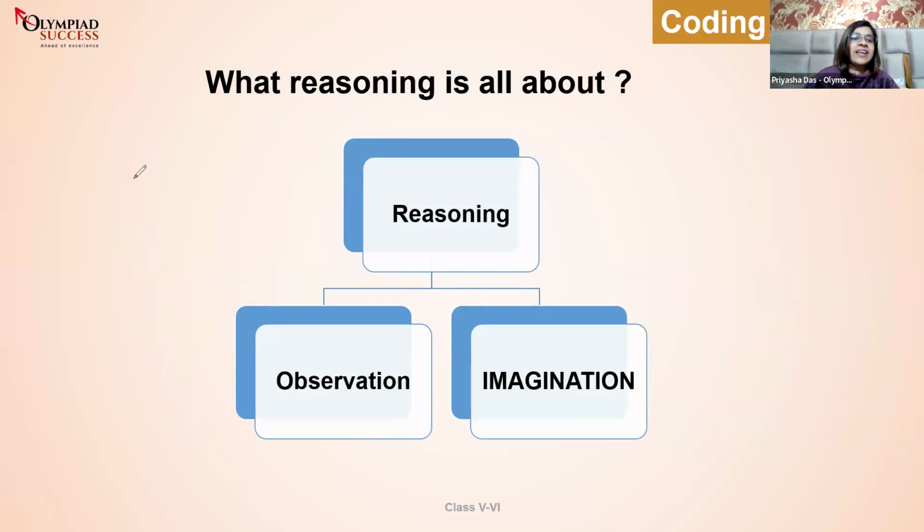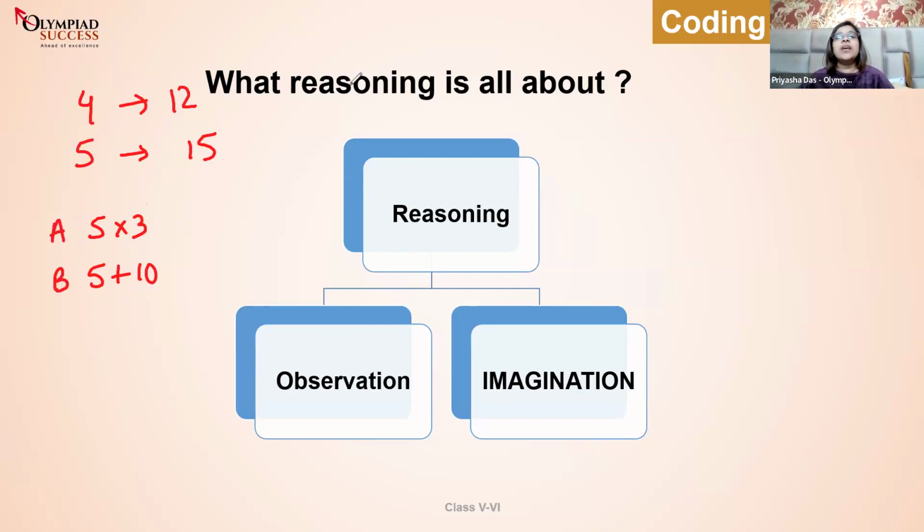For example, if I write that 5 is coded as 15, there are many ways to code 5 as 15. I can write 5 into 3 as 15, and I can also write 5 plus 10 as 15. But the moment I give you a second example, that 4 and 12, then which logic works? Logic A or logic B? Everyone in the chat box? Now that I give you the second example that 4 is related to 12, which logic works? Into 3 or plus 10?